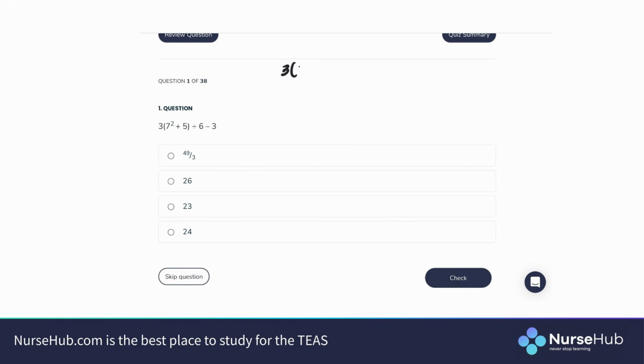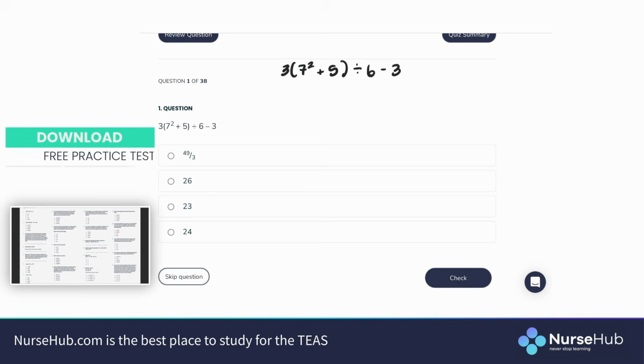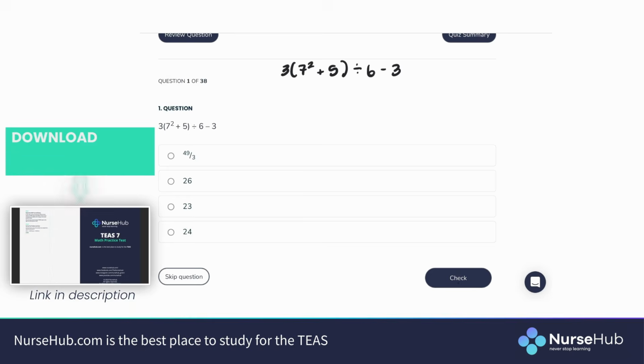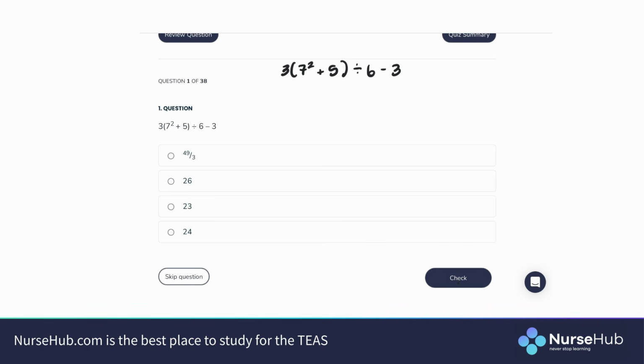So what we have here is an order of operations problem. And when we have order of operations, we follow parentheses, exponents, then multiplication and division, whichever comes first left to right, and then finally addition and subtraction, again, whichever comes first left to right. So when we have this here, we first start with our exponents inside the parentheses, so that's 7 squared.